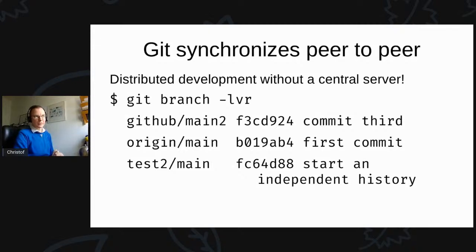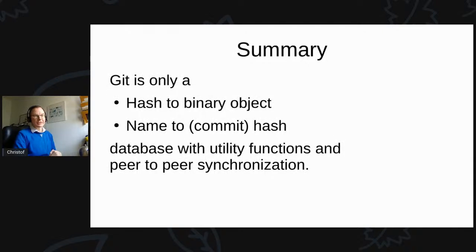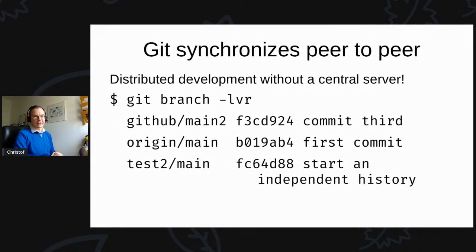We can also synchronize peer-to-peer, but actually the interesting part is Git only stores hashes to binary objects, which might be files or trees or commits. It also stores some names to the commit hash. And this is all there is to Git. Of course, it comes with utility functions and peer-to-peer synchronization.